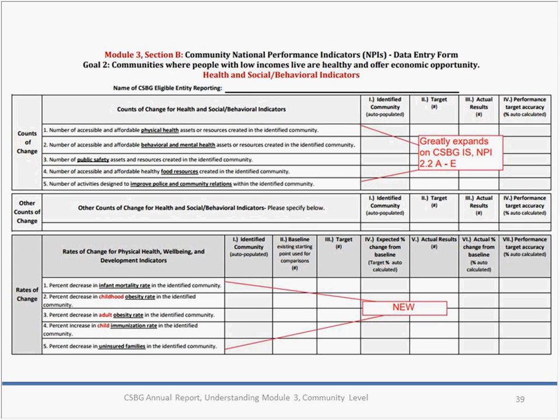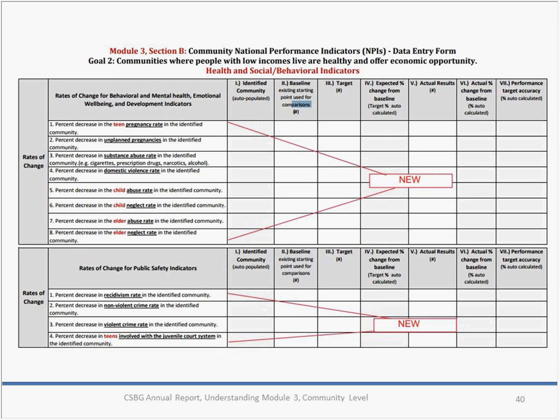In rates of change, you might be tracking and reporting on the percent decrease in the childhood obesity rate or child immunization rate. These are just some of the options that exist in this new annual report. Next. See more health and social behavioral indicators. This is, again, the fifth domain. All of these are the rates of change that you see on your screen, and these are all new indicators.